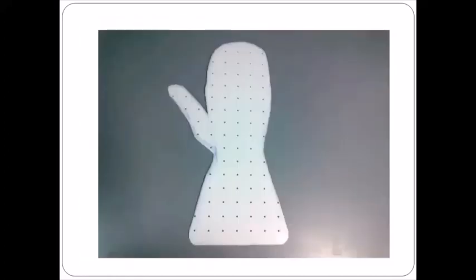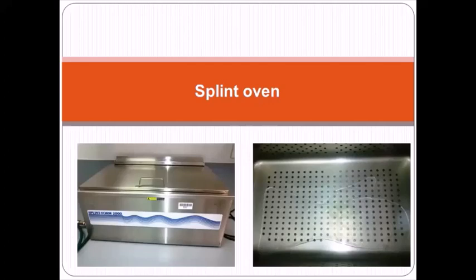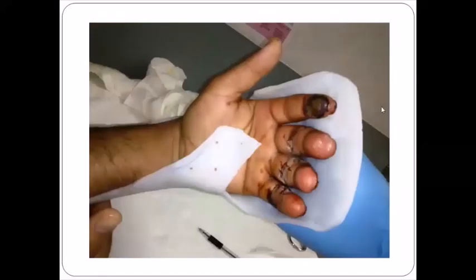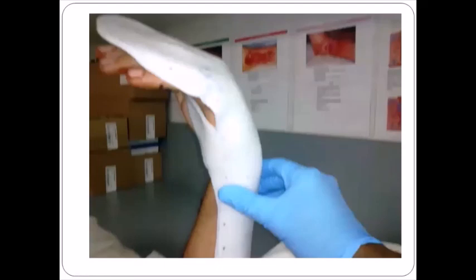Then this is the thermoplastic we use. Here is the oven, and in the second picture you can see the thermoplastic turned transparent. Once it becomes transparent, that means it is ready to make the splint. It is applied over the dorsum of the hand and forearm, and here you can see on both sides the margins are curved so that the fingers will not come out of the splint. It gives stability, and there is an extension which will help in stabilizing the finger. Then the splint is done.